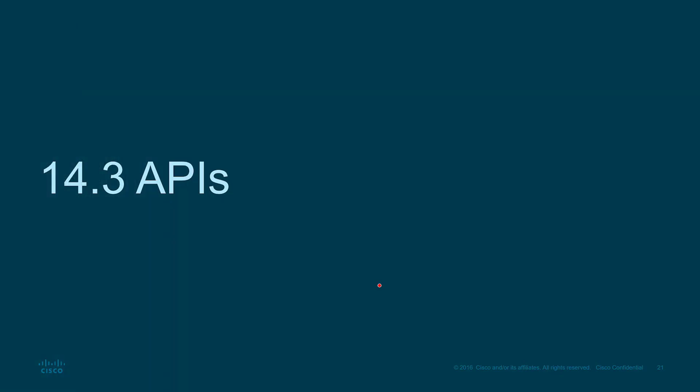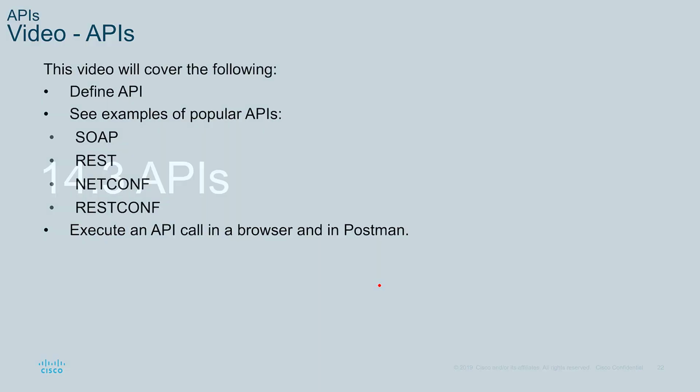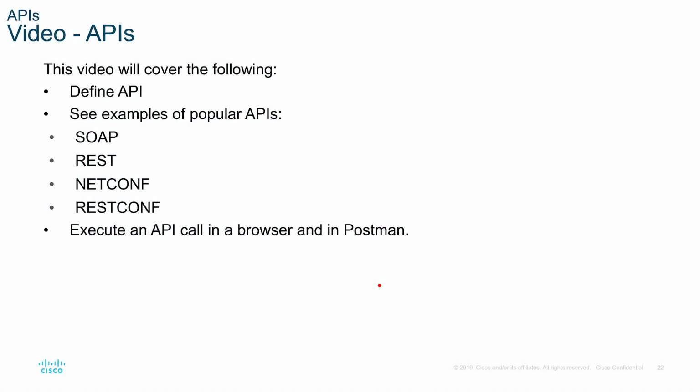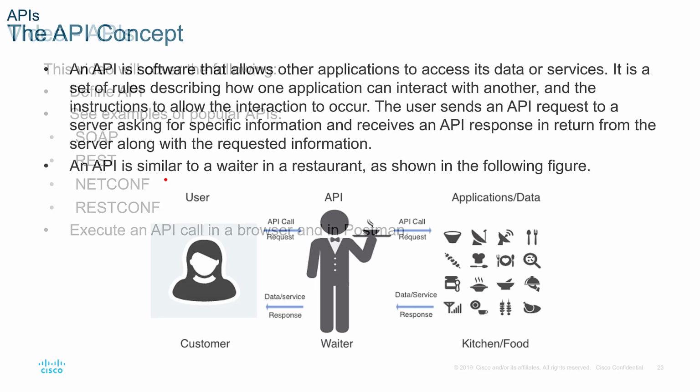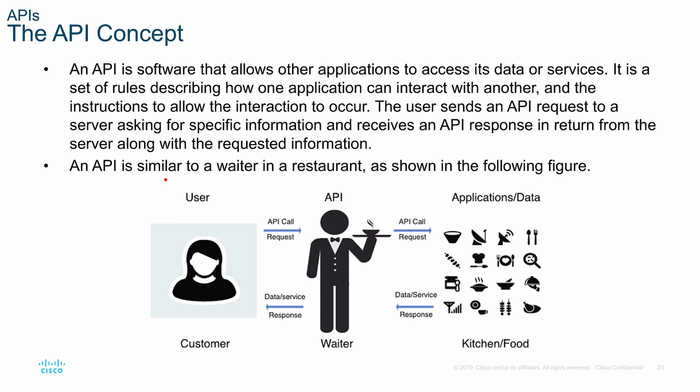So moving into our next section, it's about APIs. Our core shell has things like defining APIs and giving examples of popular APIs. Our SOAP, our REST, and our NETCONF and RESTCONF are all described in detail in our core shell using a video. That's outside the scope of this video because I'm not reduplicating the videos found in the core shell. So the API concept, essentially: the API is the software that allows other applications to access its data or services.